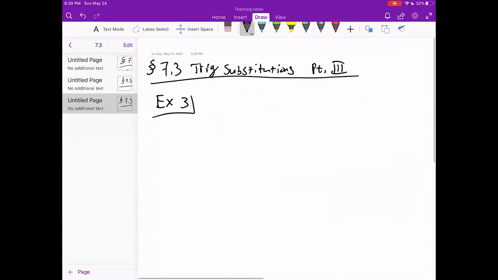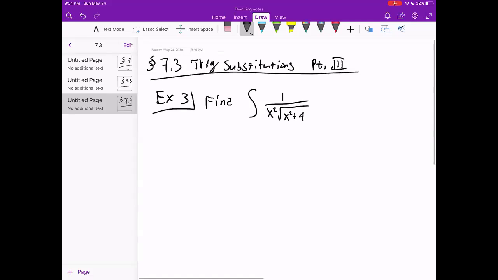So we want to find the integral. So this is an indefinite integral. We have 1 over x squared times the square root of x squared plus 4. And this one's different from the last couple ones we did. So the last ones we did were sine substitutions. This one's going to be different.